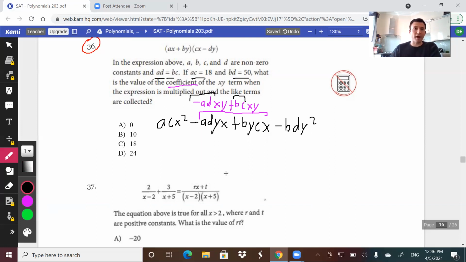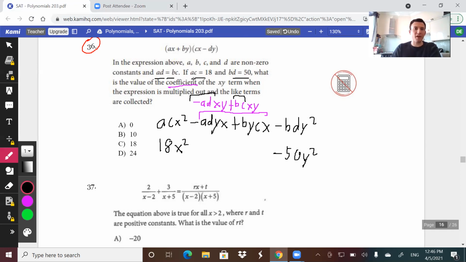All right, well, let's figure it out. So first thing is it tells us AC is 18. So that helps remove some of the clutter. We have 18 right there. It tells us that BD is 50. So back here we have minus 50y squared. So again, it helps just to have some numbers in.